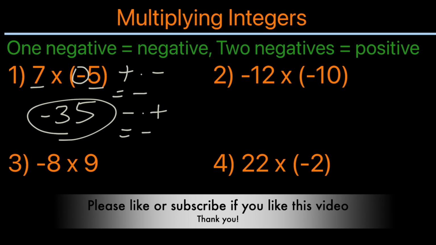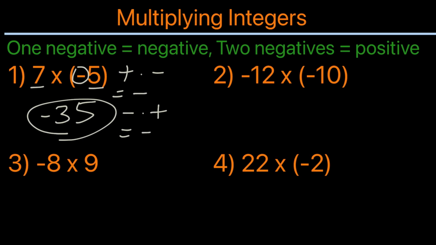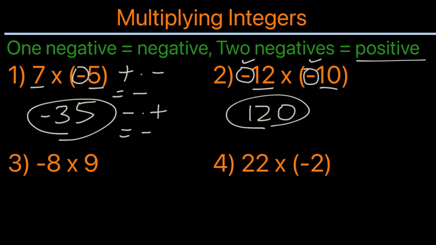For the second example, we have negative 12 times negative 10. So in this example, we have two negatives. Two negative integers multiplying each other will result in a positive integer. So negative 12 times negative 10, we can take the 12 times the 10, and that will give us 120. Now since there's two negatives, then the outcome is positive. So 120 would be the answer.